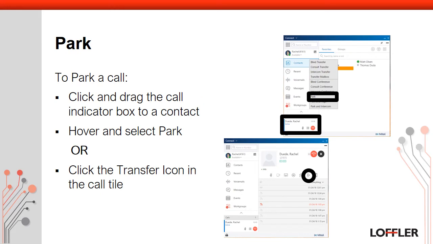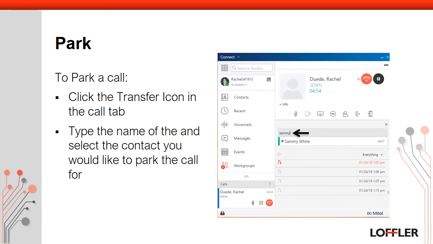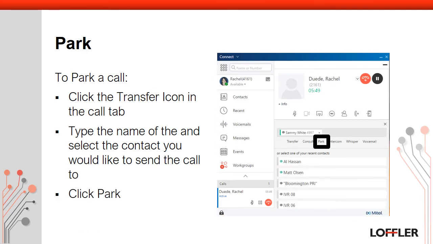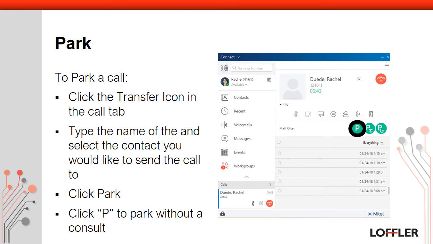If you are an operator, you can place a call on park by dragging the call to a contact, hovering, and selecting park. If you are a general user, you can click on the transfer icon in the call tile. Type in the name and select the contact you would like to park the call for. And click Park. By clicking Park, it will automatically do a consult transfer. To bypass this, click P. You could also do a page or intercom if your system allows.